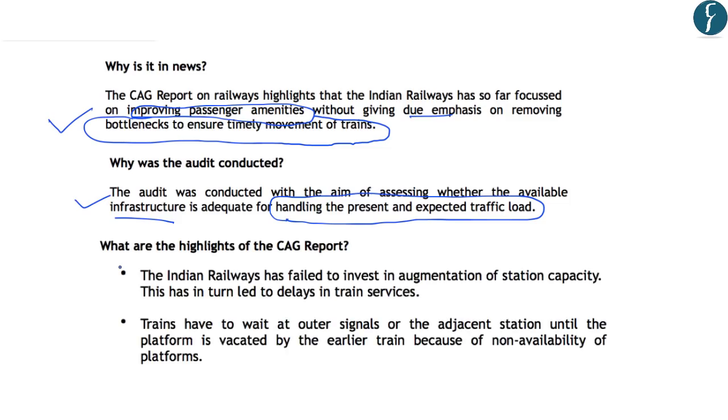Now, what are the highlights of the CAG report? The report says that Indian Railways has failed to invest in the augmentation of station capacity, and this has led to delays in train service. The report further highlights that trains have to wait at the outer signals or the adjacent stations until the platform is vacated by the earlier train, and this is largely because of the non-availability of platforms and other infrastructural issues.